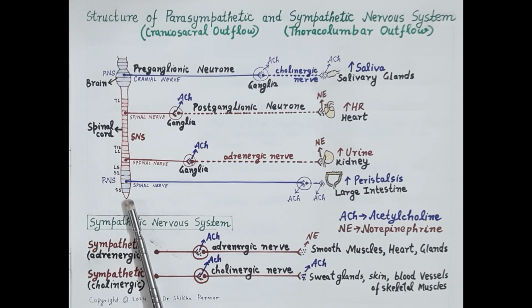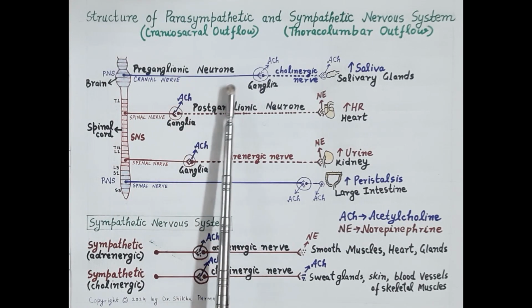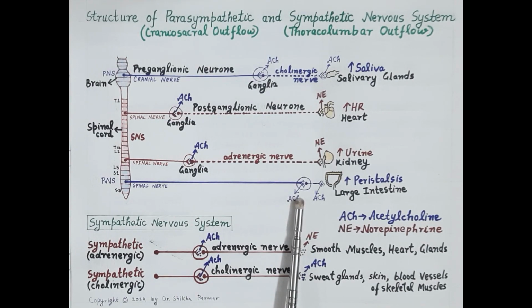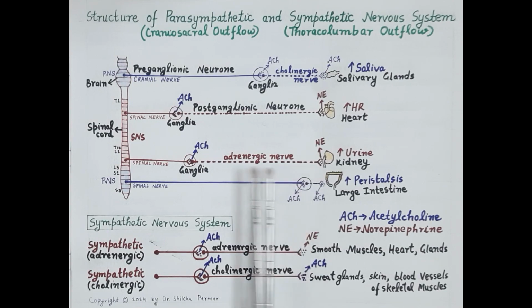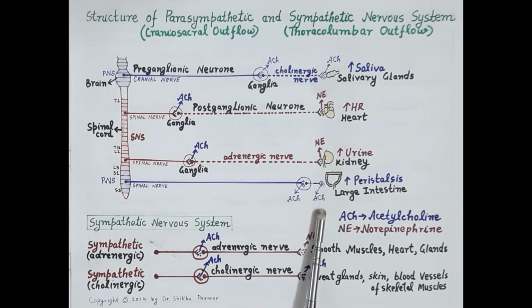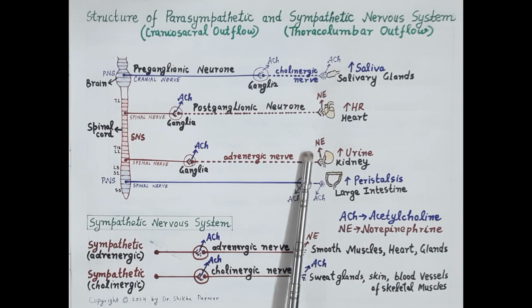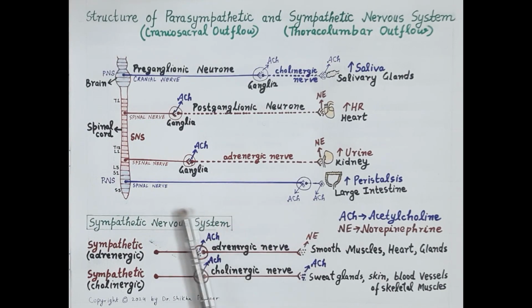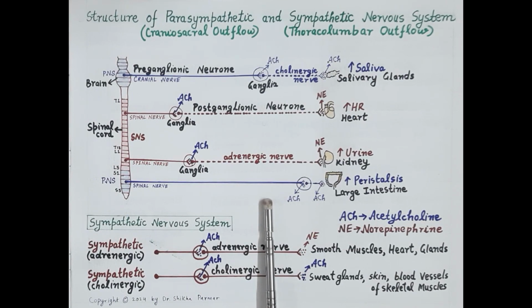Now this information from the central nervous system is brought in the form of a chemical, and that chemical is known as a neurotransmitter. Now in both the parasympathetic and sympathetic nervous systems, the preganglionic neurotransmitter is acetylcholine, but the postganglionic neurotransmitter in the sympathetic nervous system is norepinephrine, in short NE, and the postganglionic neurotransmitter in the parasympathetic nervous system is acetylcholine. So as you can see here, in the sympathetic nervous system, the neurotransmitter that is released at the target organ is norepinephrine, and in the parasympathetic nervous system, the neurotransmitter that is released at the target organ is acetylcholine. So this is the general structure of the sympathetic and parasympathetic nervous system.